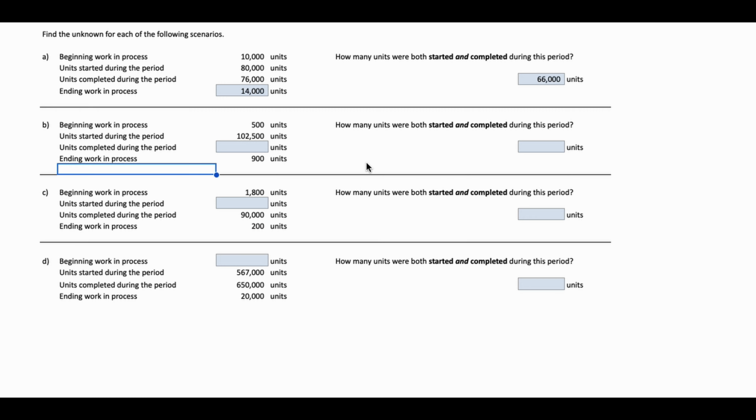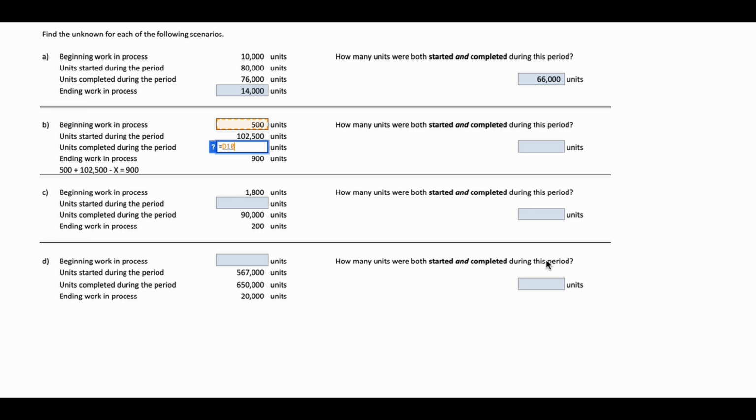For this next problem, I'm going to write out the basic algebra just so that we can start to visualize how this would work. So in this problem, we would have 500 units plus our 102,500 units that were started minus, in this case, it's unknown, which would ultimately equal our 900 units. So if we were isolating for x, the easiest way to solve this problem would be to do the 500 plus the 102,500, isolate x to the right-hand side by adding x, and subtract 900.